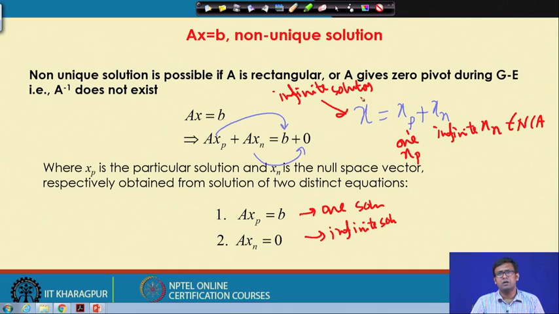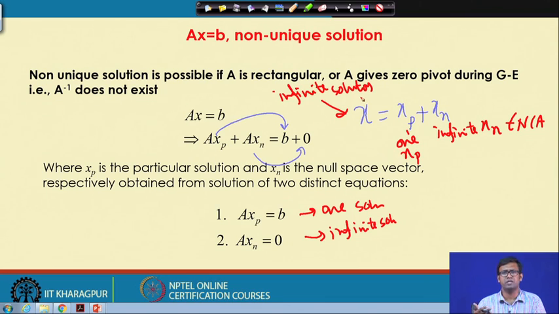That is the goal of this exercise: I have Ax is equal to b where A is rectangular or A gives 0 pivot, A is not a full rank matrix, A inverse does not exist. So, Ax is equal to b will have infinite solutions. What should I do here? I will try to find infinite solutions of Ax is equal to b. I will take Axn is equal to 0 as the null space equation, from which I will find infinite types of xn all belonging to the null space, and I will solve Axp is equal to b, which will give me one particular solution. Then I will add those and say that x is equal to xp plus xn, and this gives me the infinite solutions.